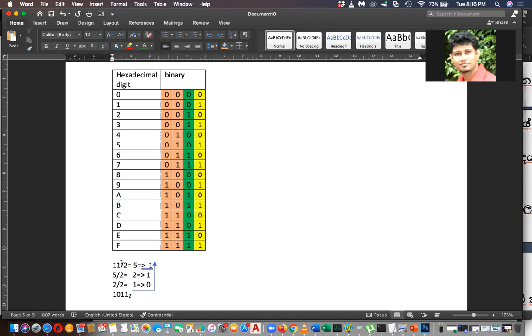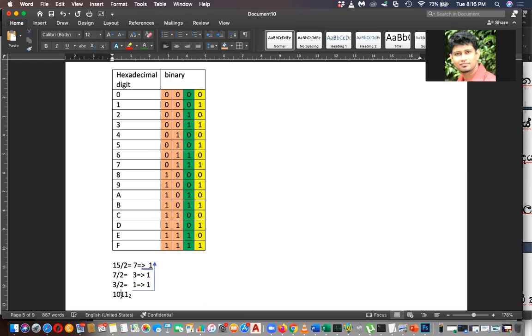So let's divide. Yes, sir. You can divide 15. 15 divided by 2 is 7 remainder 1. 7 divided by 2 is 3 remainder 1. 3 divided by 2 is 1 remainder 1.